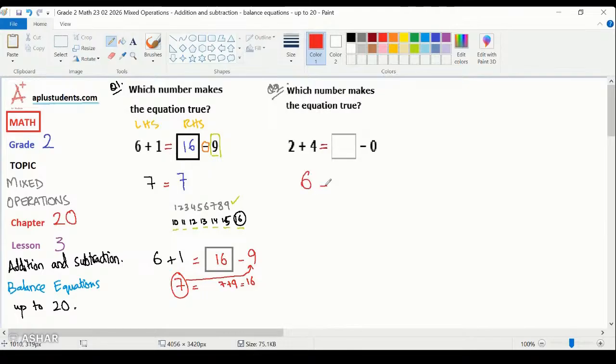6 should be equal to a number minus 0. We know the rule for subtracting 0 is the number will always stay the same. That means we're not subtracting anything. We are subtracting a 0 out of it. What should this come out to be? This should come out to be 6. Agreed? That means 2 plus 4 is 6 and 6 minus 0 is still 6. Agreed? Let's have a look.